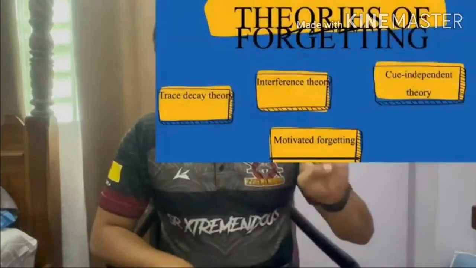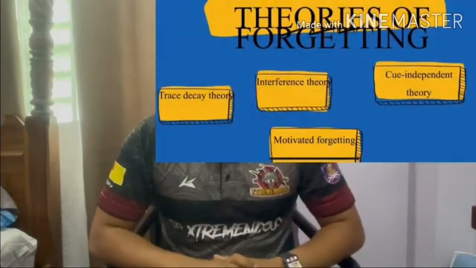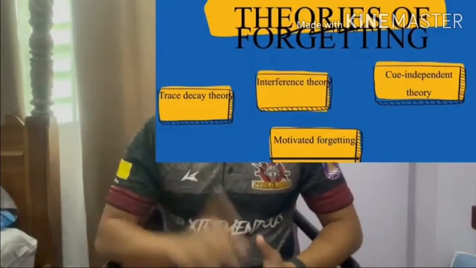Now we will continue on theories of forgetting. There are 4 theories of forgetting. First is trace decay forgetting. Second is interference forgetting. Third is retrieval failure forgetting. And lastly is motivated forgetting.